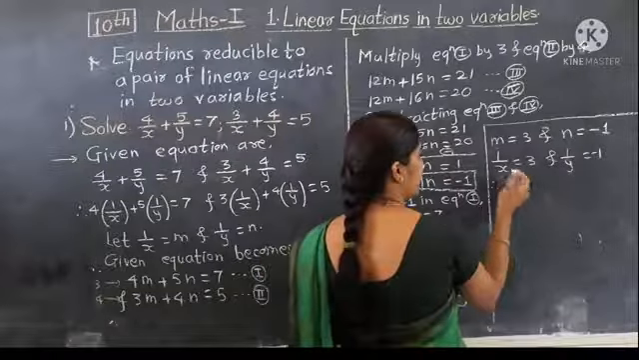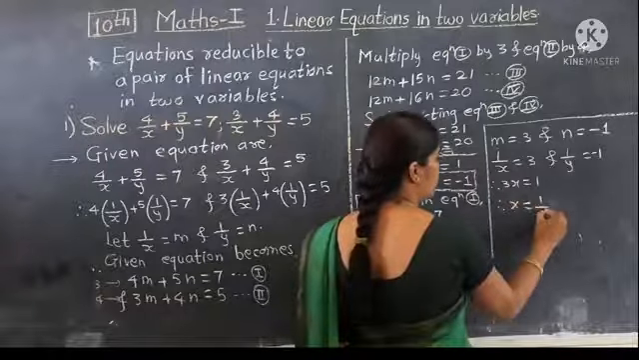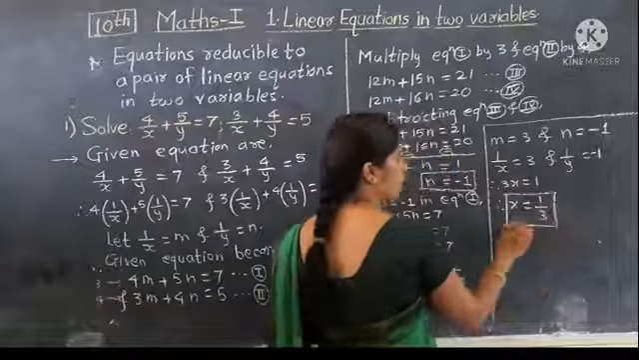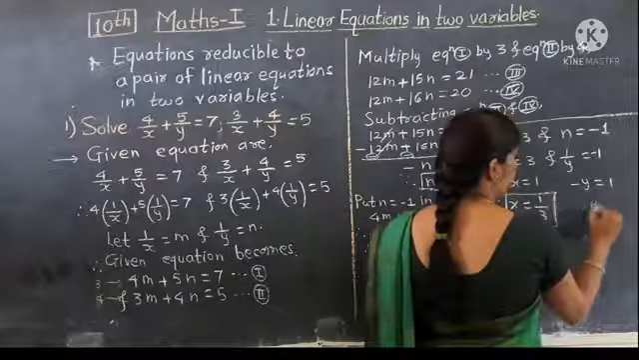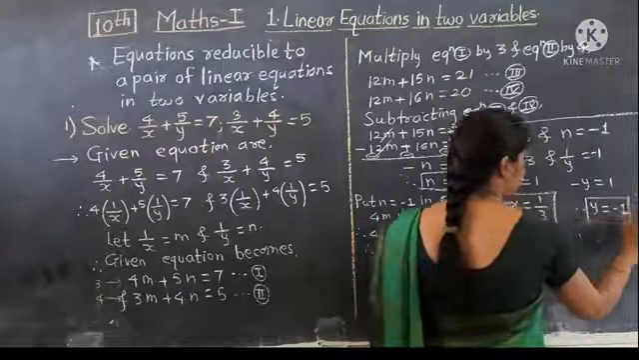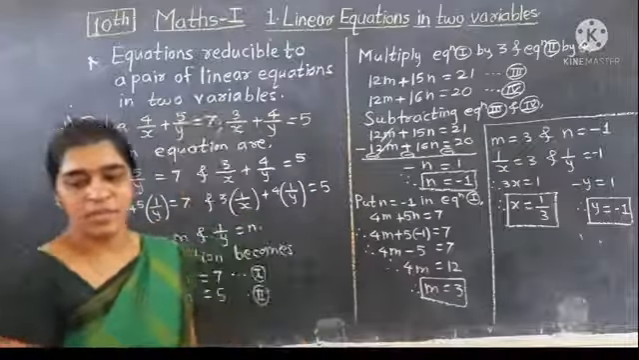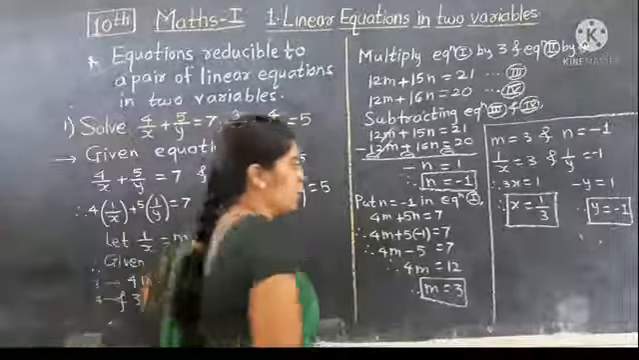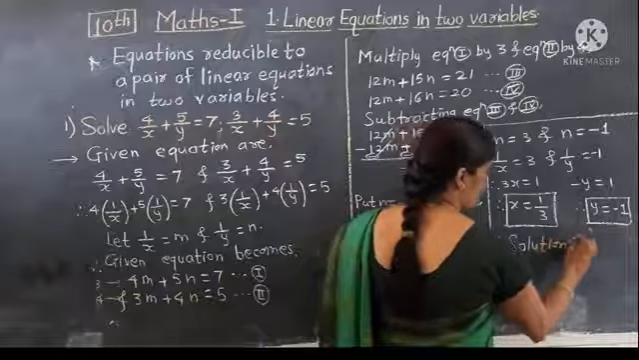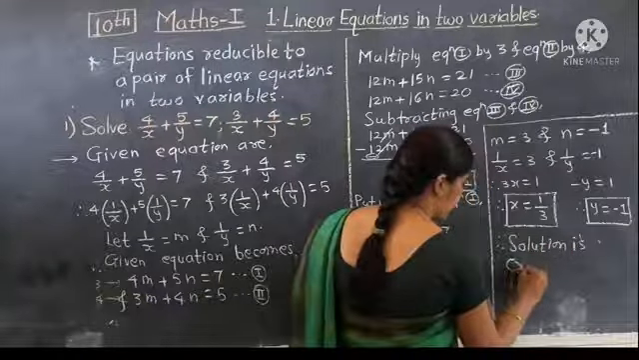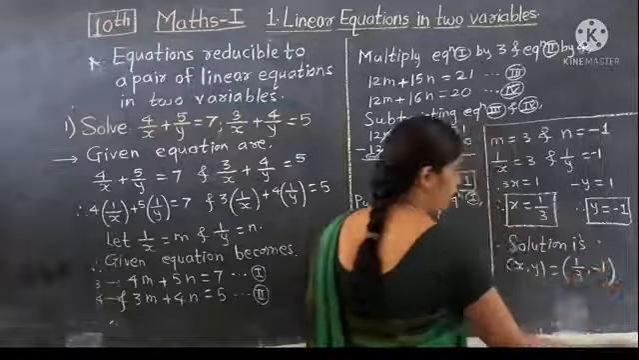Cross multiply. 3x is equal to 1. Therefore, x is equal to 1 upon 3. And here minus y is equal to 1. Therefore, we get y is equal to minus 1. So we get x is equal to 1 upon 3 and y is equal to minus 1. Therefore, the solution is (x, y) is equal to (1 upon 3, minus 1).